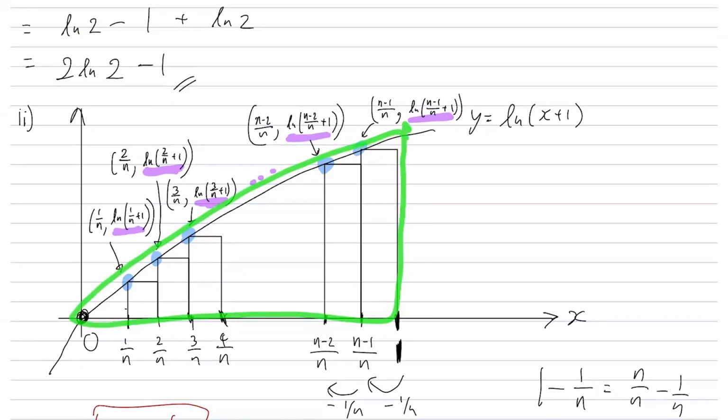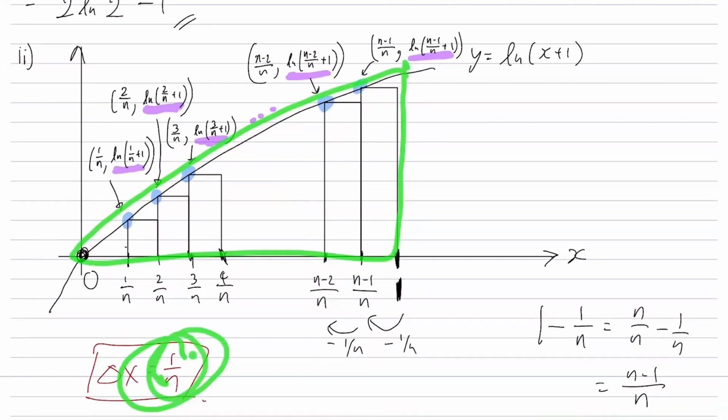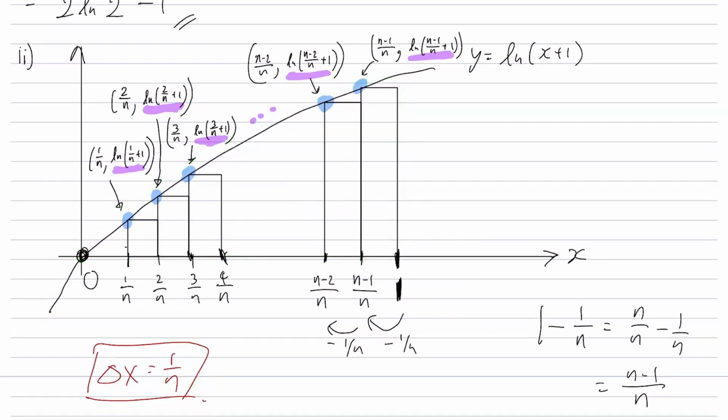Good. And then each rectangle has a width of 1 over n, delta x equals 1 over n. They ask you to show that the total area of these rectangles, denoted by A, can be expressed as the following formula: 1 over n multiplied by the sum of ln of r over n plus 1. How would you do that? A will be equal to, what's the formula again? 1 over n times the sum of all heights. But you can't just say all heights, you need to be more formal. So what will it be?